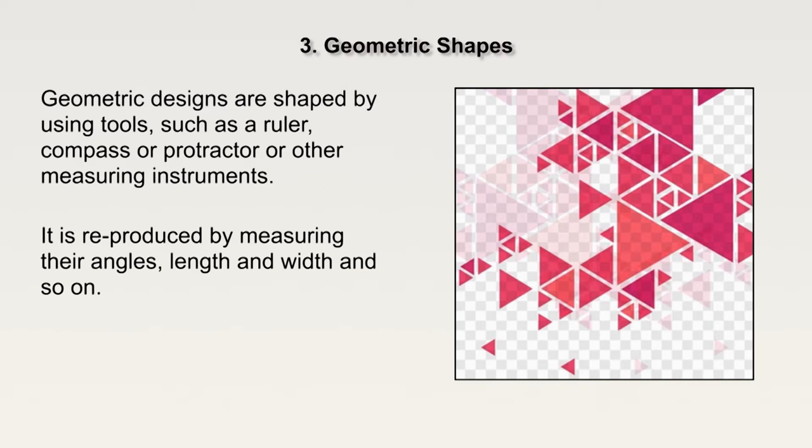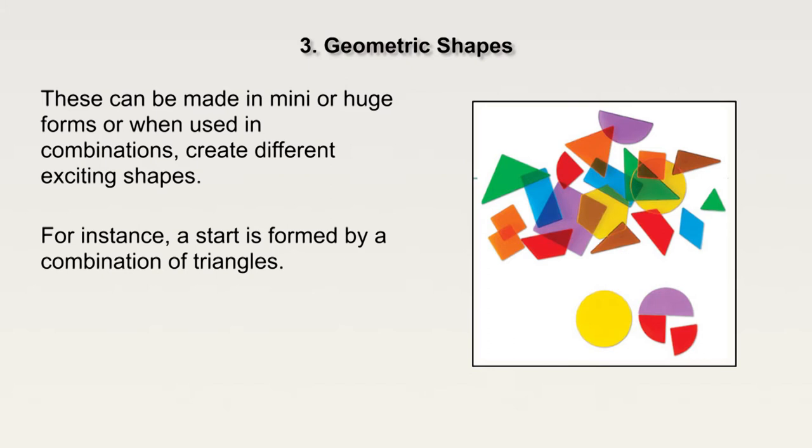Geometric designs are shaped by using tools such as a ruler, compass, protractor, or other measuring instruments. They are reproduced by measuring their angles, lengths, and width, and so on. These can be made in mini or larger forms, or when used in combinations, create different exciting shapes. For instance, a star is formed by a combination of triangles.